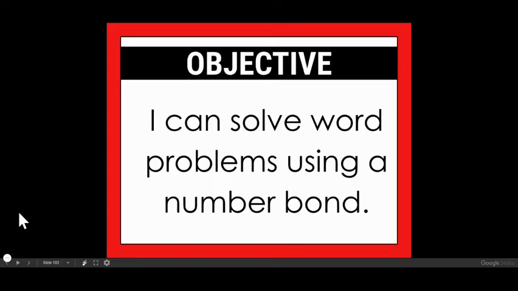Our objective for today is I can solve word problems using a number bond. So yesterday we solved our word problems using pictures and drawing them. So today we're going to practice trying it with a number bond.